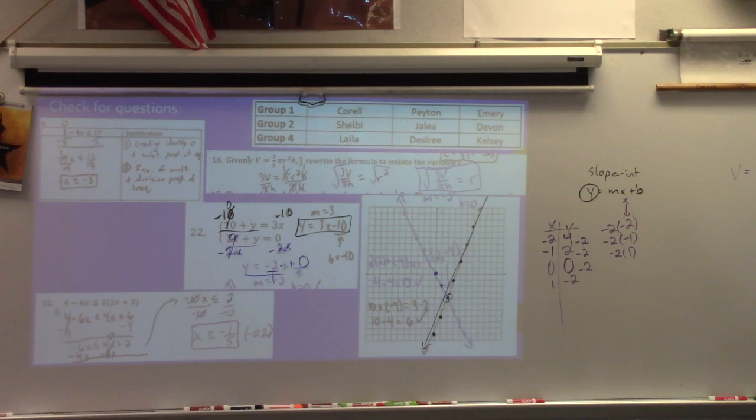Alright, so what are we trying to solve for in this equation? I already have V. What are we solving for? What does it say in the problem? Rewrite the formula to isolate the variable. R.